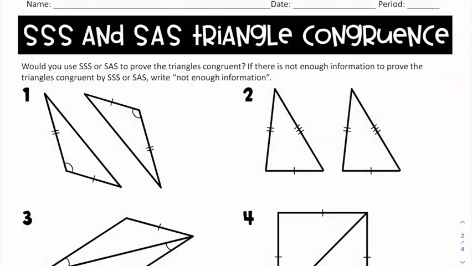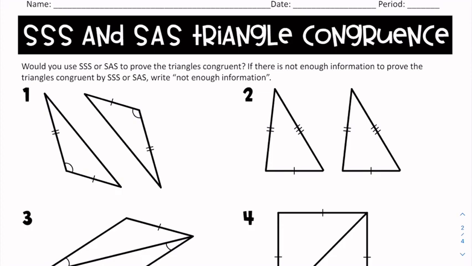Let's look at number one. The instructions for this problem say, would you use side, side, side or side, angle, side to prove the triangles are congruent? If there's not enough information to prove the triangles congruent by side, side, side or side, angle, side, then we're going to write not enough information. So looking at number one, we're going to label what we know.